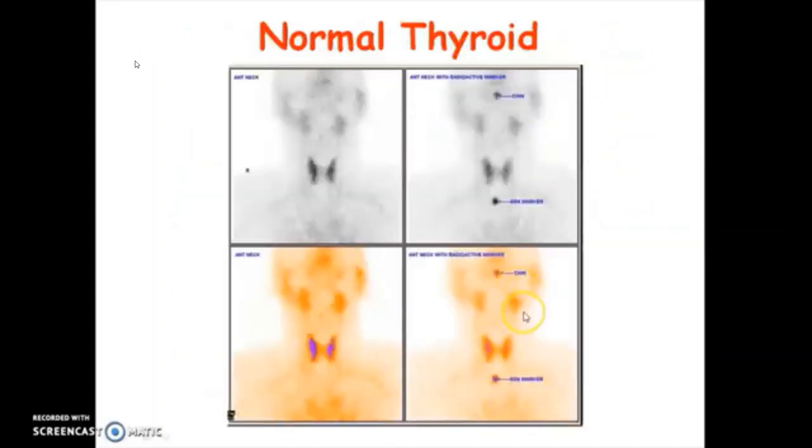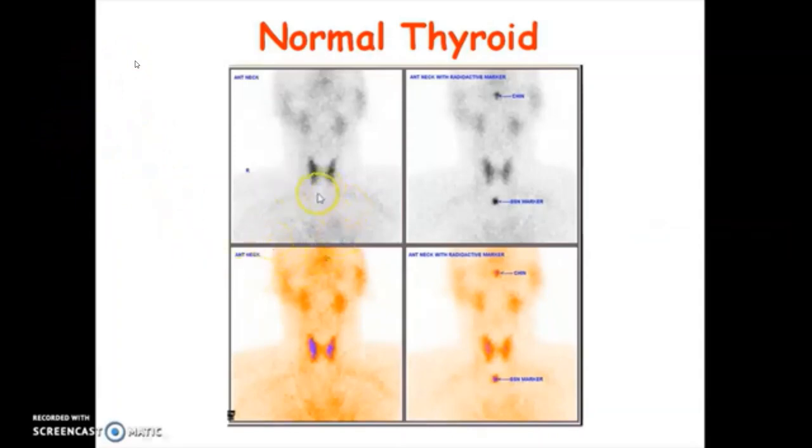Let me show some samples of clinical studies, or how the image looks. You know that in CT scan we call it hyperdense or hypodense. In MR we call it hyperintense or hypointense. In ultrasound we call it hyperechoic or hypoechoic. But in nuclear medicine we call it hot spot and cold spot. Hot spot means more isotope is taken up. Cold spot means isotope is not taken up.